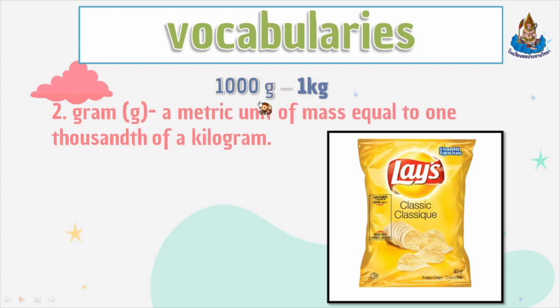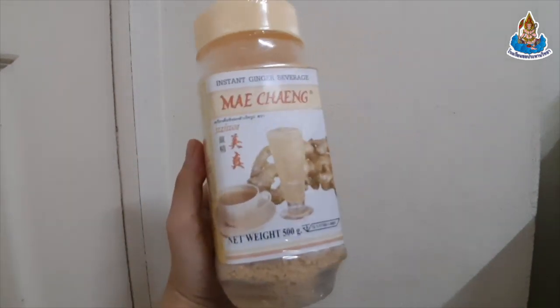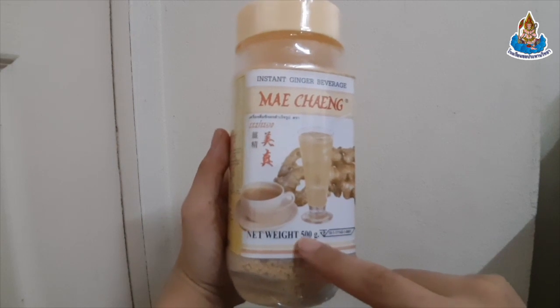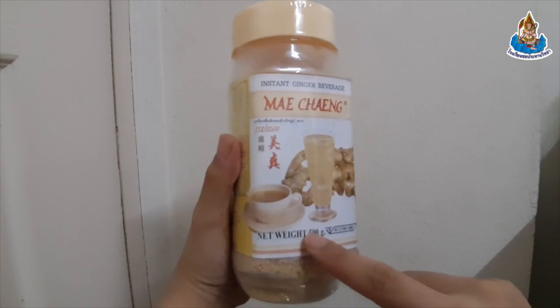We also see this symbol in things like chips, like Lay's. Example, can you see this one? This is the weight of it, right? So this chips weighs 40 grams. I also have another example. Look at this, P2. This is a ginger powder, and this weighs 500 grams. The content inside weighs 500 grams.